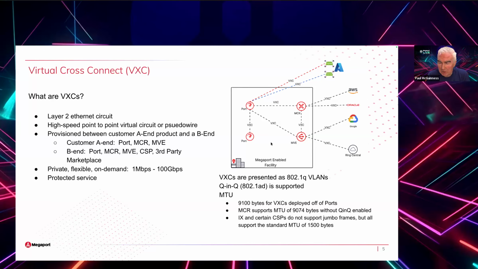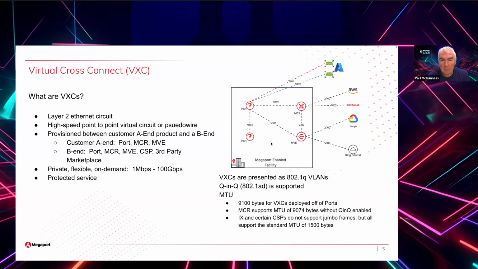So very flexible, starting at low data rates of 1 megabit per second, and you can go up in increments of 1 megabit per second all the way up to 100 gigabits per second. So it depends on the service you're connecting to, and the speed of the port, for example, will govern the maximum size. But we're offering now 100 gig ports and 400 gig ports on the network as well.